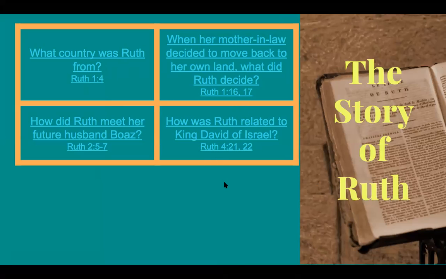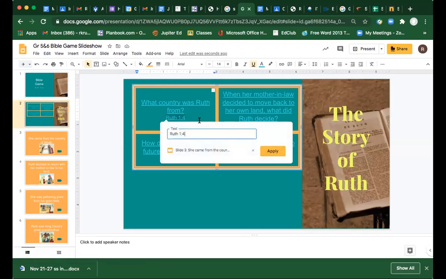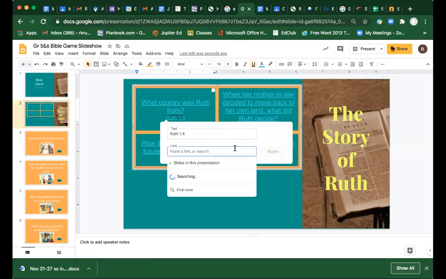Remember to click on Command or Control K to get the link and choose slides within your presentation. If you want, you can choose to make a link from a web page, for example, to each of these verses. You'll first have to find your web page and save the link, and then when you choose Control K, you will change it back to a link that you've saved from the web page.